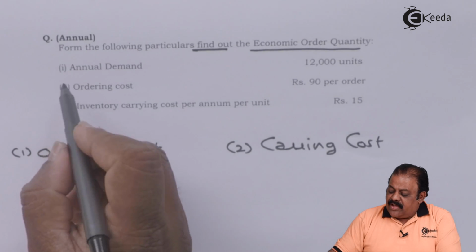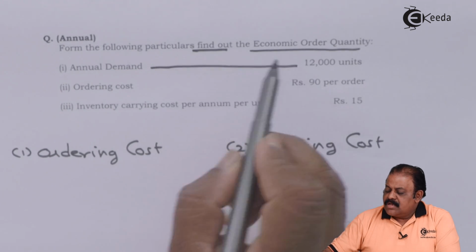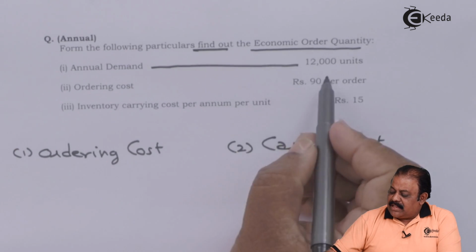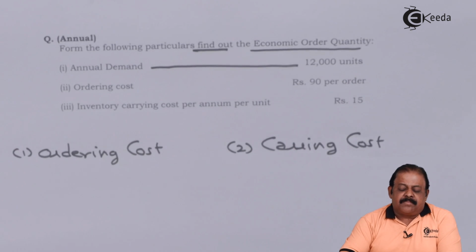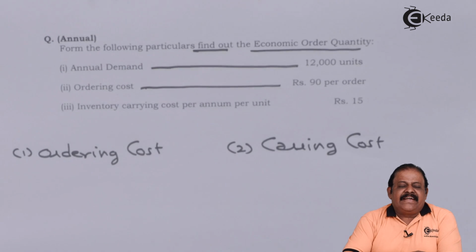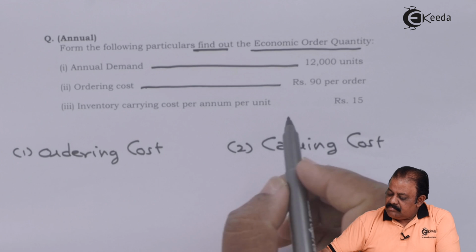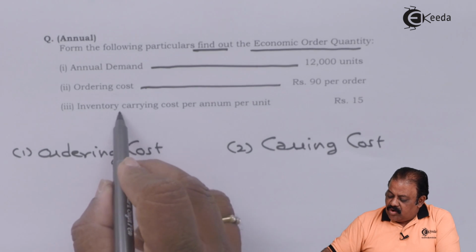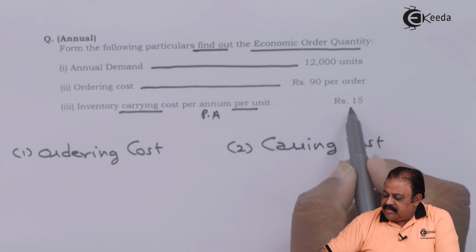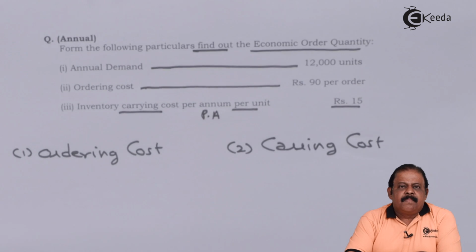In this question now they have given annual demand 12,000 units. That means in a year there is going to be demand for 12,000 units for production purpose. Ordering cost is given rupees 90 per order. Inventory carrying cost per annum per unit, it is given rupees 15. Now with this information we are required to calculate economic order quantity.